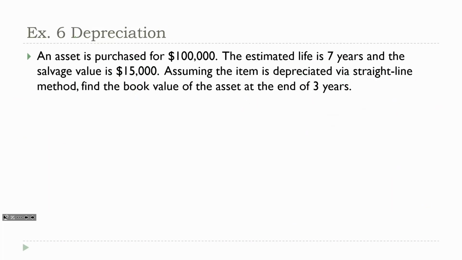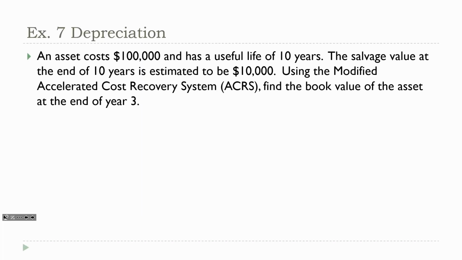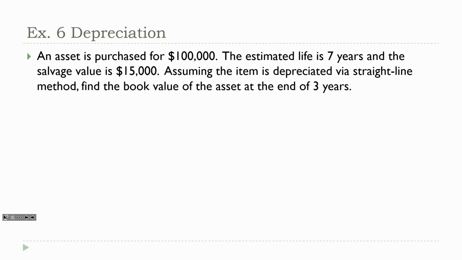So let's look at these calculations. An asset is purchased for $100,000. The estimated life is 7 years, and the salvage value is $15,000. Assuming the item is depreciated via the straight line method, find the book value of the asset at the end of 3 years. Okay, so this is a straight line.